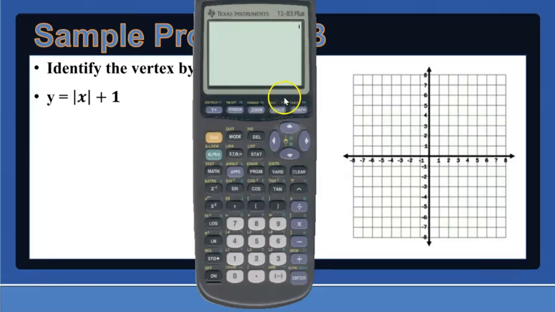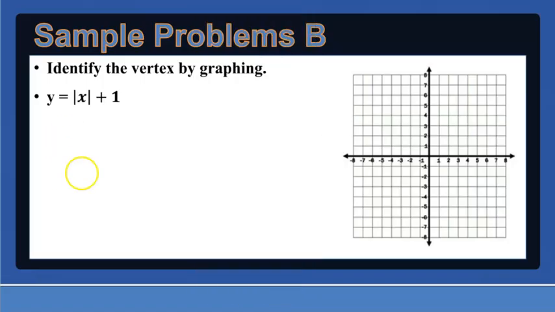So the vertex is, we want to go with line 1. You'll notice that they repeat. Here's a 3, here's a 3, here's a 2, here's a 2. So 0, 1. So that would be our vertex on that one. So that's our lesson on absolute value functions.